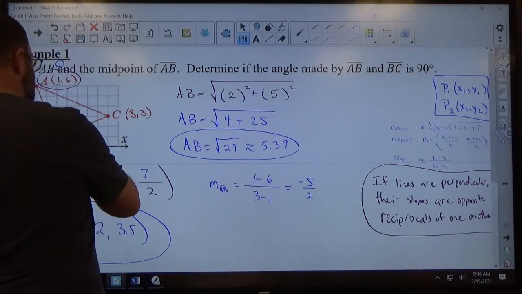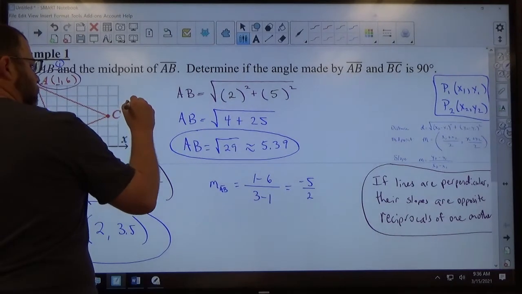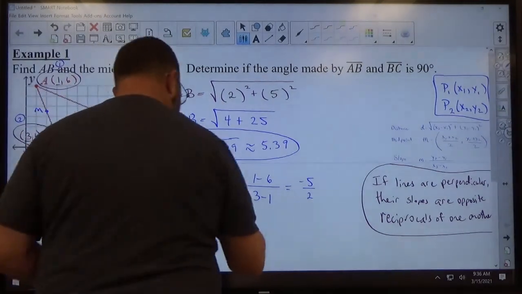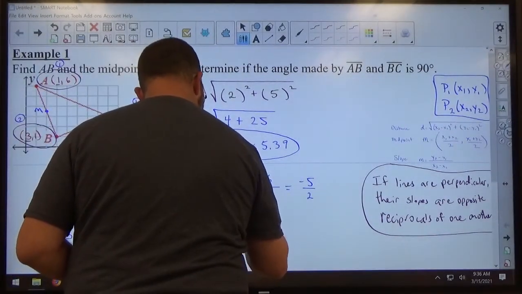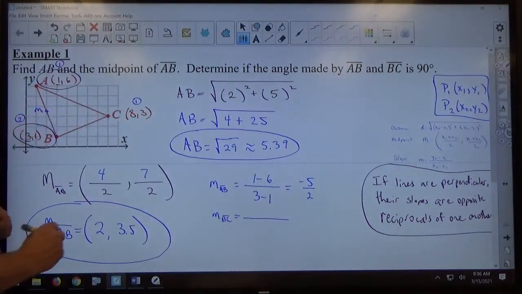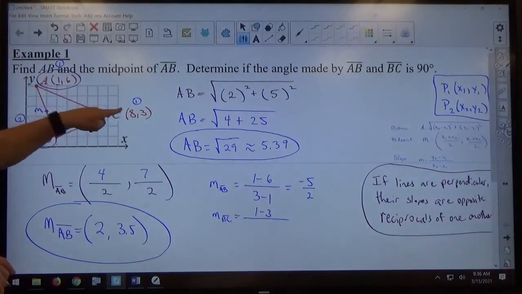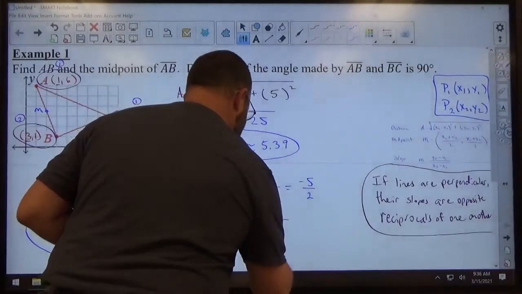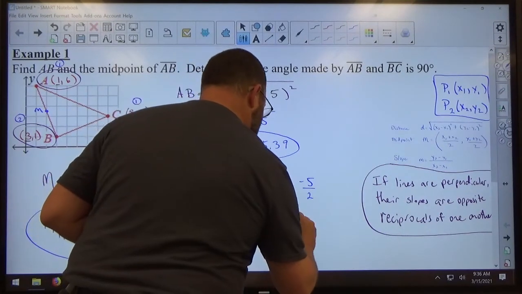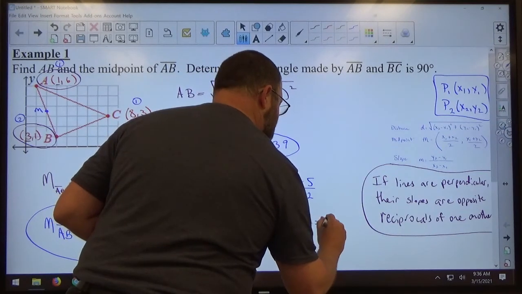If we look at the slope of BC, I'm going to keep this as point 2. I'm going to call this point 1 for the sake of BC. So the slope of BC, second y minus first y is 1 minus 3. Second x minus first x is 3 minus 8. 1 minus 3 on top is negative 2. 3 minus 8 on the bottom is negative 5. Two negatives make a positive.